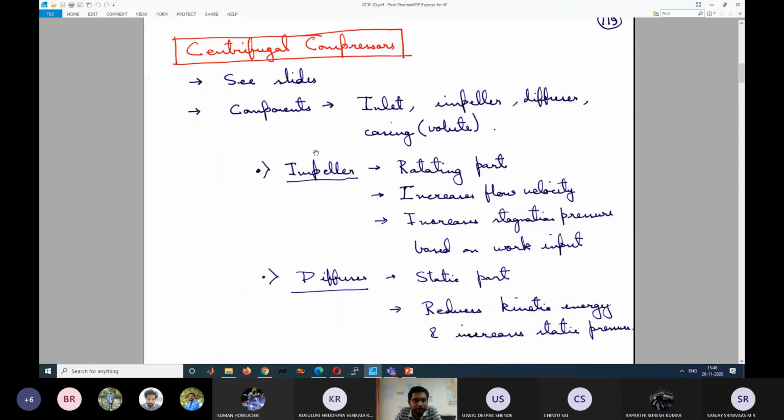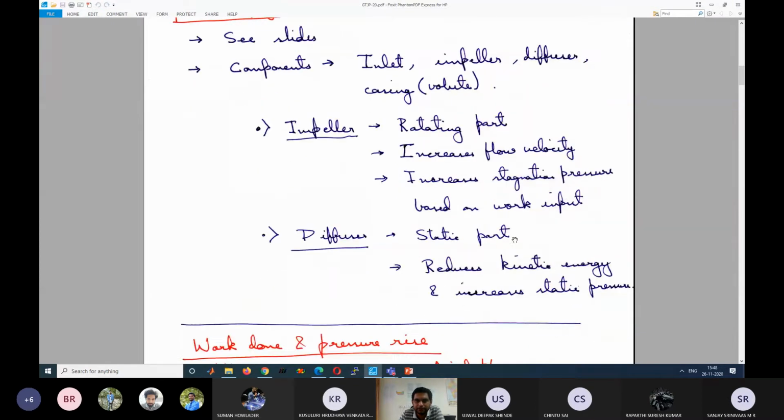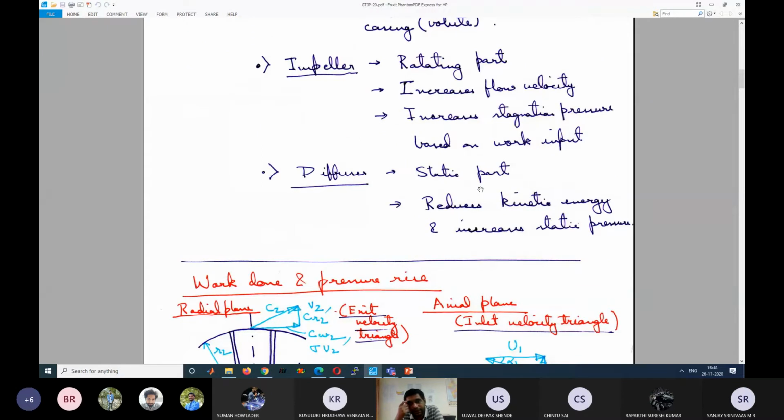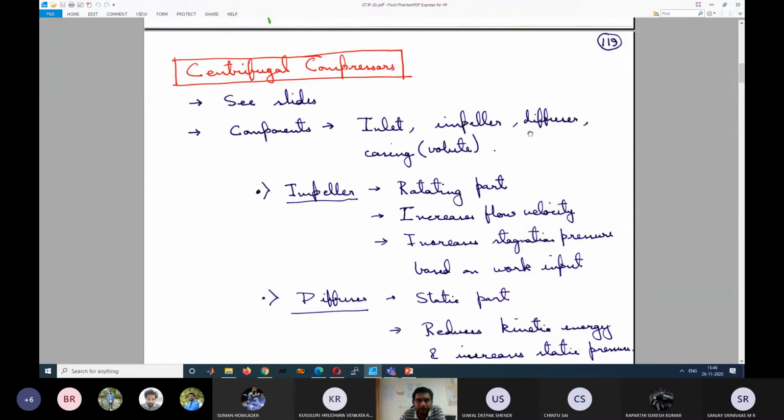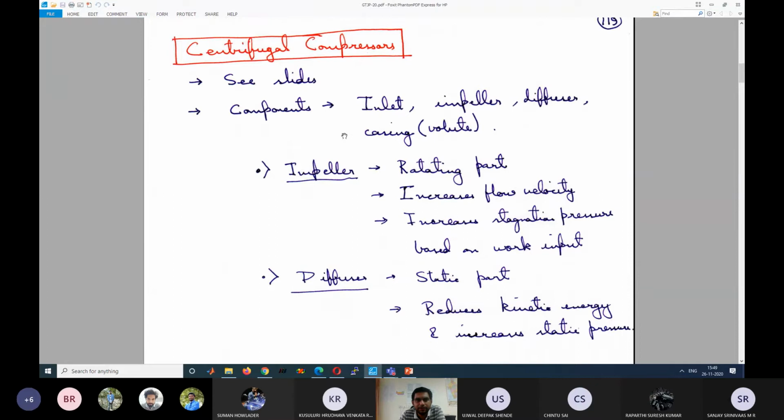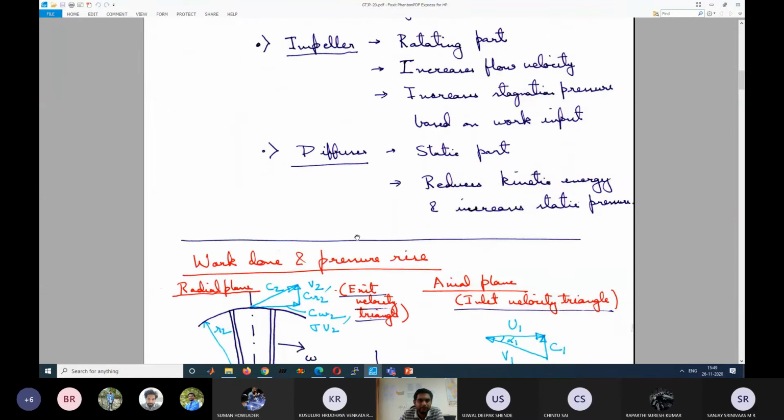Okay. So just to summarize, the impeller is the rotating part which increases the flow velocity and stagnation pressure based on work input. Diffuser is the static part which reduces the kinetic energy and increases the static pressure. Okay, ideal diffuser will not change the stagnation pressure; in real life, because of frictional losses, there will be slight reduction in the stagnation pressure. And the other two parts are the intake, which corresponds to the inlet impeller eye, and after the diffuser there may be a casing or volute. That is not mandatory.